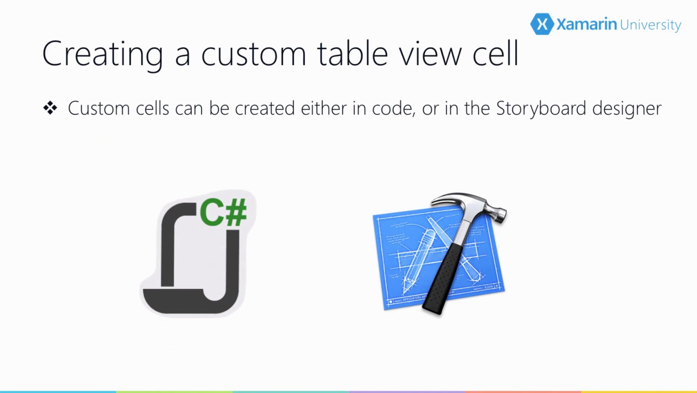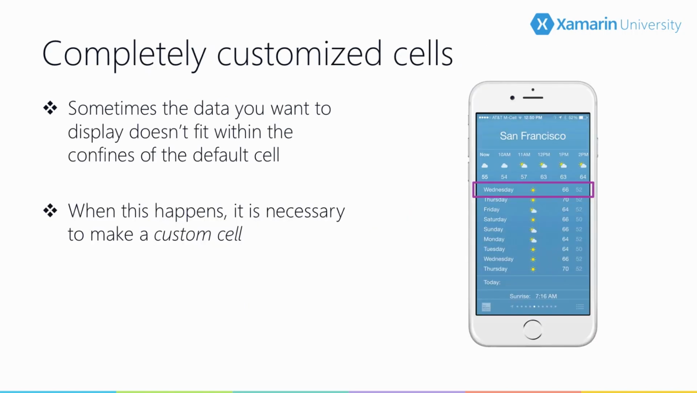When creating custom cells, we have 2 options. First, we can create a custom cell programmatically. This will require that we create a UITableViewCell derived class and write code to create and position all of the child visual elements within that cell. Or we can use the Xamarin iOS Designer to create and arrange our custom cell.